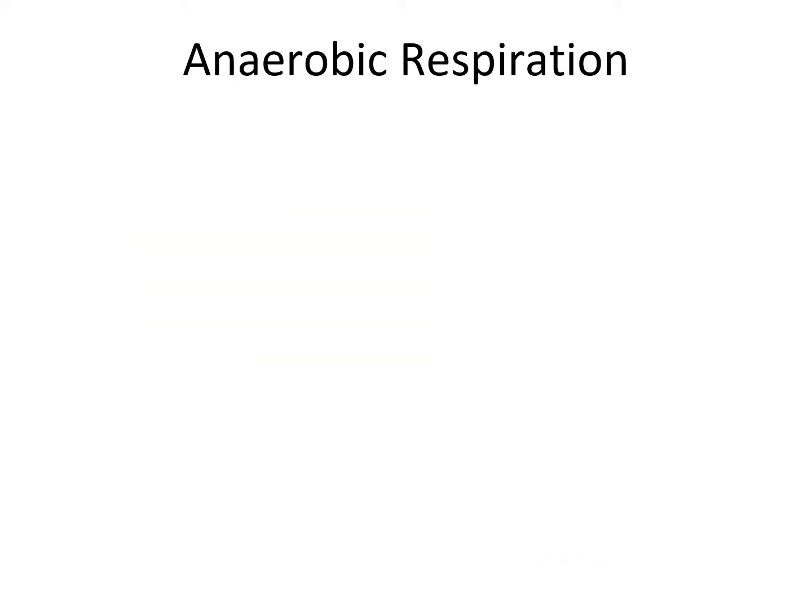Anaerobic respiration is the second pathway by which cells can metabolize glucose to produce ATP. And ana means without, aero means oxygen. So this is a type of glucose metabolism that does not involve oxygen. But it is called respiration because it is very similar to aerobic respiration.